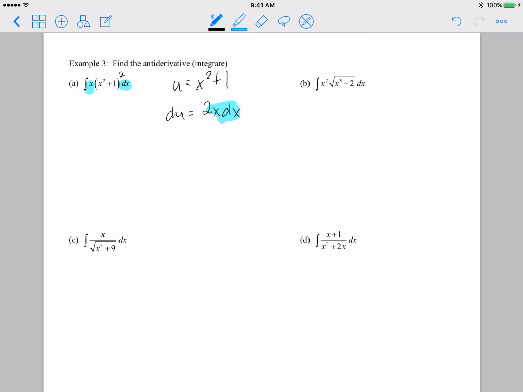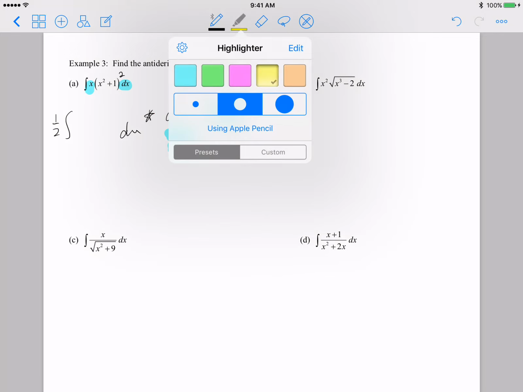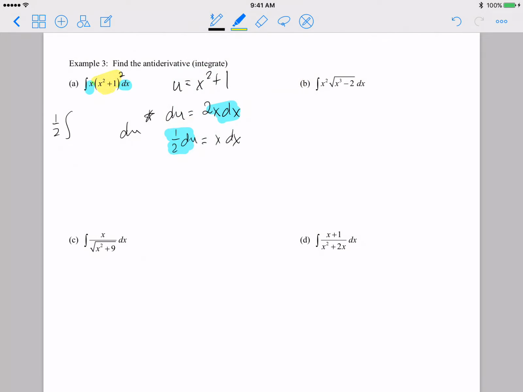And so what I'm going to do with this equation right here is solve for what I have. I have x dx, and so I'm going to solve for it and make it say 1/2 du is equal to x dx. And so now for that x dx, we're going to substitute in 1/2 du. So this is going to say 1/2 the integral. Du is going to be down here at the end, and then this part in yellow, just like it was on example 2, that yellow is going to get replaced by our u.